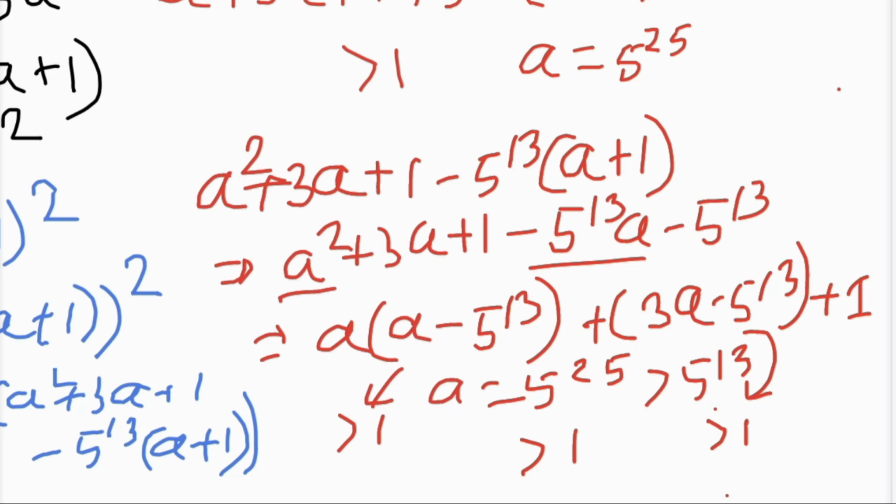Hence (5^125 - 1)/(5^25 - 1) is not a prime number, because it has two factors and they are both greater than 1, right?